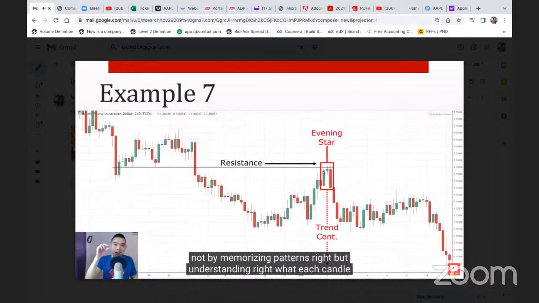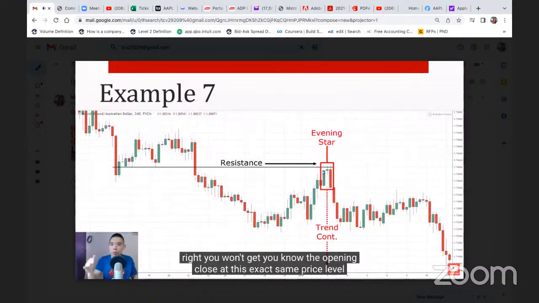But understanding what each candle means by looking at the wick, the body, and where the body closed relative to the wick. This is why I keep hammering that point earlier: the 3-point body, the wick, and where price closed for the body relative to the wick. Because in the real world of trading, you won't get these textbook examples.